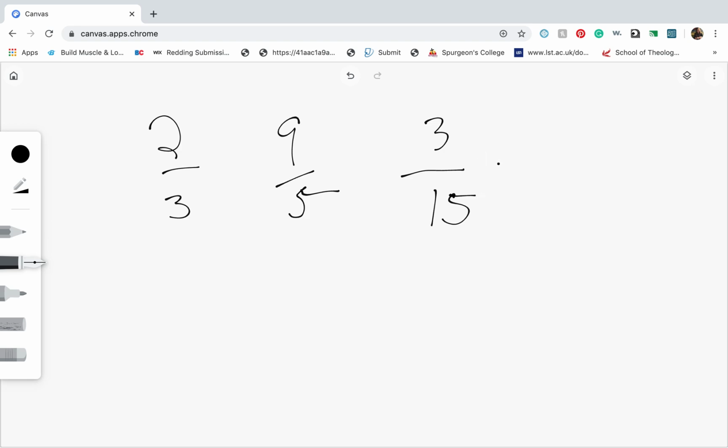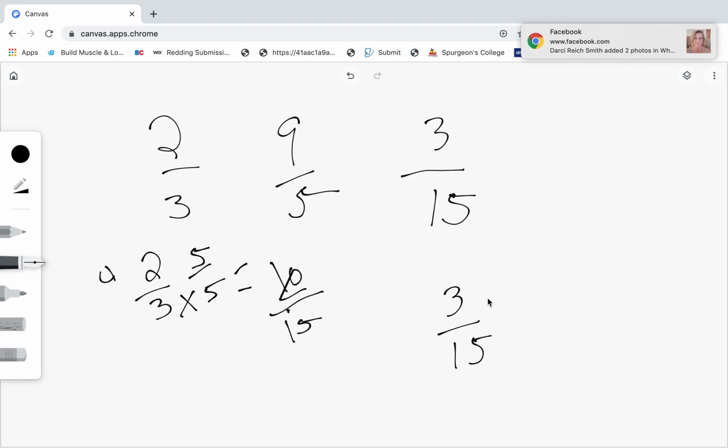A good trick is to look at your biggest denominator and see if you can multiply any of your smaller denominators to match that number. So I'm going to put 3/15 down here, and let's change 2/3. In order to change 2/3 into 15ths, I have to multiply the bottom by 5. And remember what we always say, what you do to the bottom, you must do to the top. So both the 2 and the 3 are going to be multiplied by 5 to get 10/15.